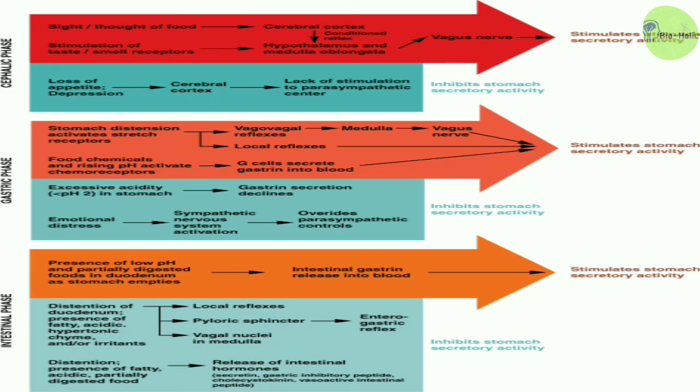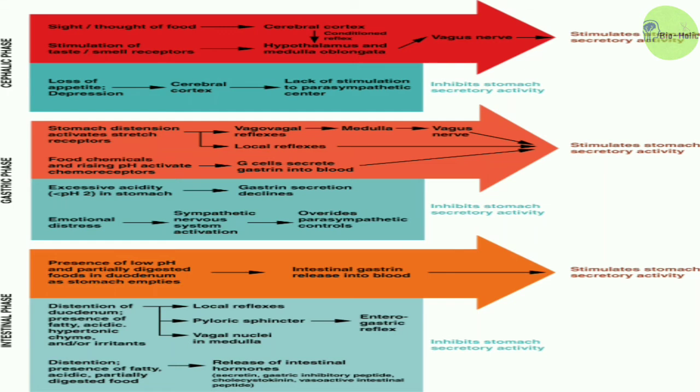Now let us talk about the phases of gastric secretion and their regulations. The phases are of three types: the cephalic phase, the gastric phase, and the intestinal phase. Now let us talk about the cephalic phase. Sight or thought of food or stimulation of taste or smell receptors causes activation of the cerebral cortex, hypothalamus and medulla oblongata. That sends signals through the vagus nerve and stimulates stomach secretory activity.